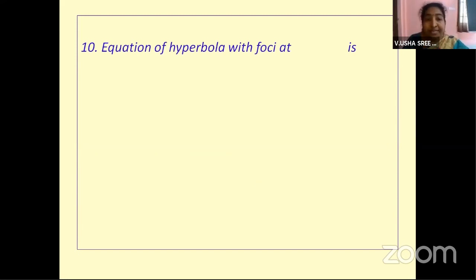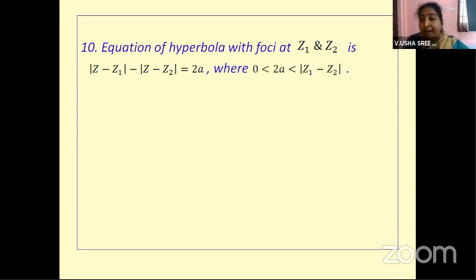Now, the next one is the equation of a hyperbola with foci at Z1 and Z2, which is modulus of Z minus Z1 minus modulus of Z minus Z2 is equal to 2a, where 0 is less than 2a, which is less than modulus of Z1 minus Z2. This is the condition that 2a is satisfying. Now, I'll try to explain this by taking the diagram.